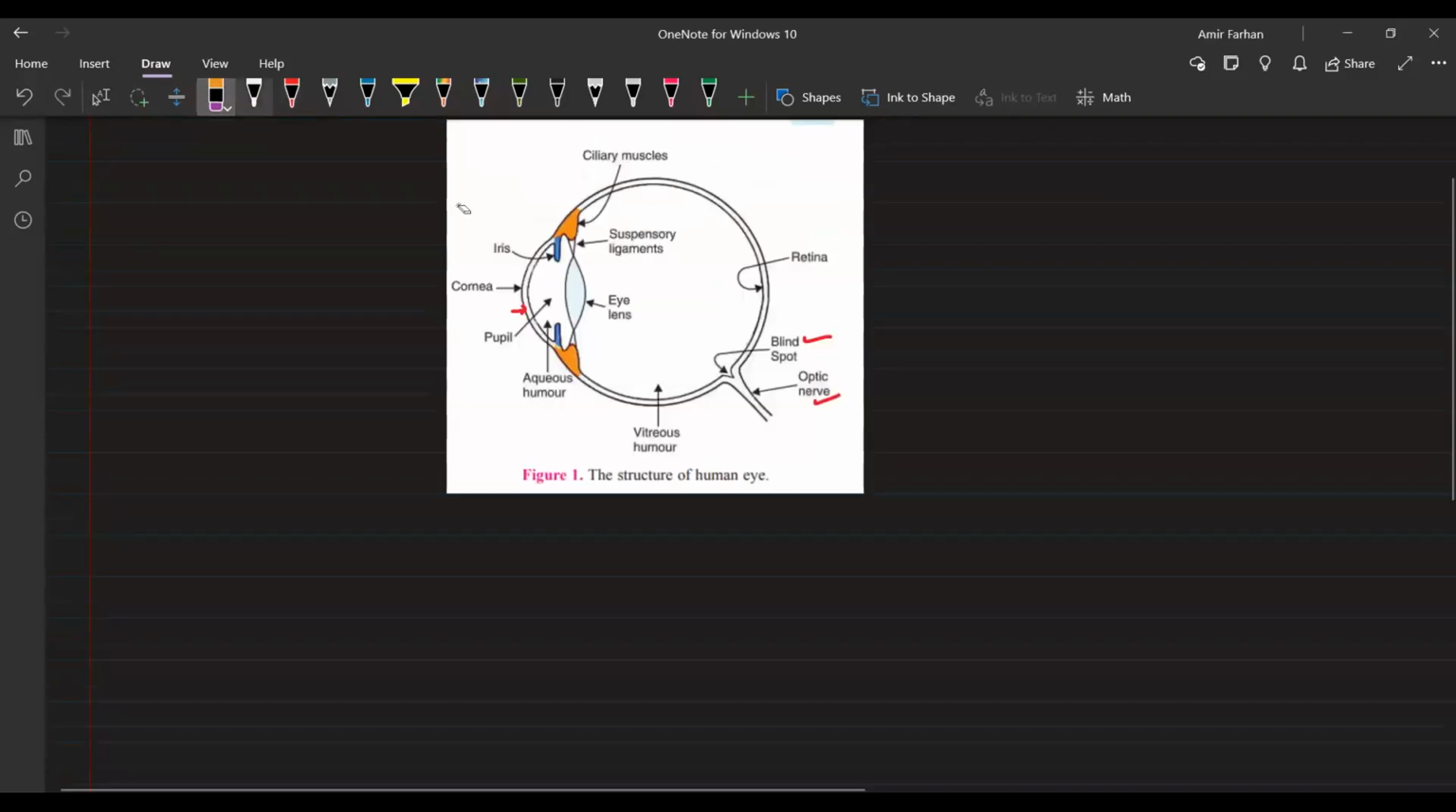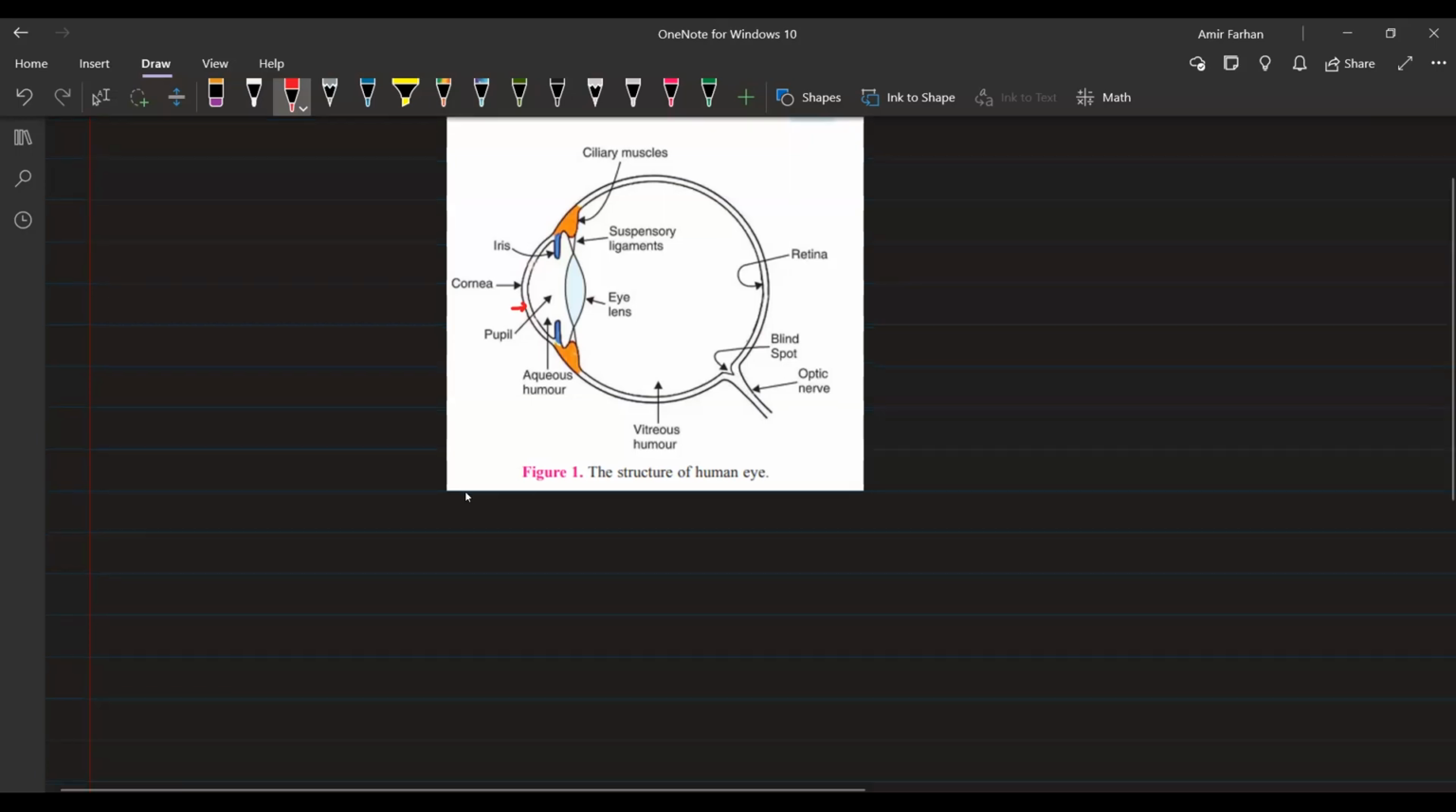So the blind spot is nothing but an insensitive portion. If the light forms an image there, nothing will be visible. It is the point to which the image is transferred once formed, and after this the signal leaves the eye towards the brain.